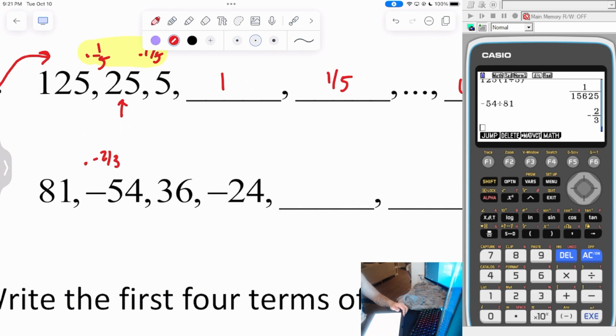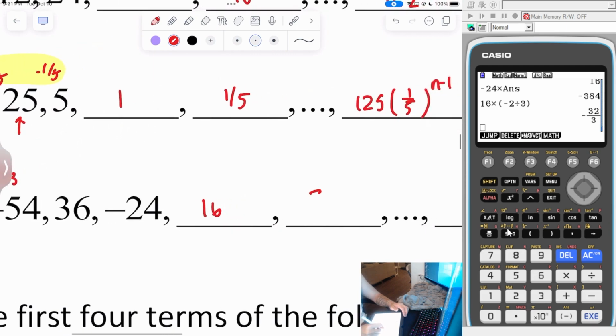If you don't believe me, try it out. You'll see that you'll get every single number if you start at 81. So let's start at negative 24 and multiply by negative 2/3. I get 16. Do it again. Oops, that doesn't seem right. Let's do 16 times negative 2/3. And I get this number, which I probably don't want to write down. Let's see what it looks like as a fraction. And I get 32 over 3, or perhaps a negative 32 over 3.